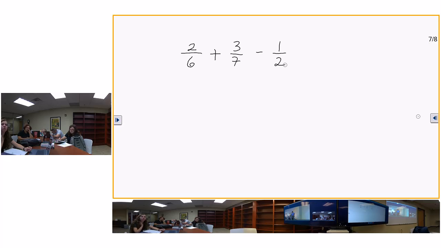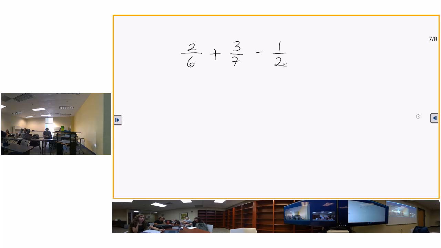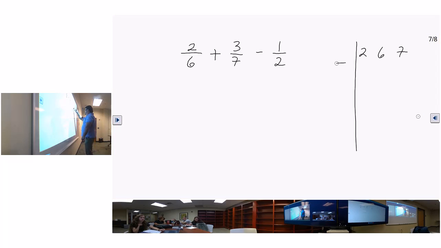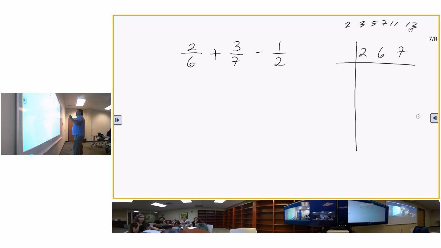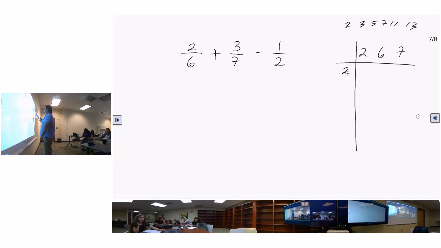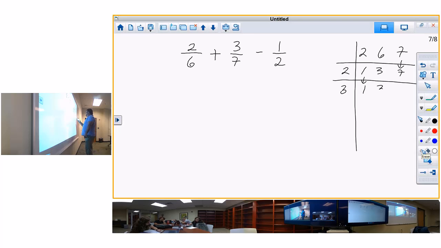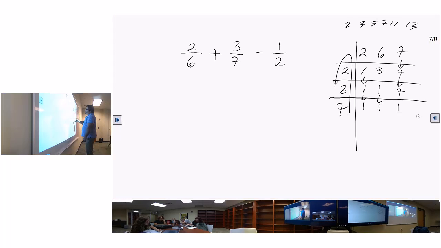Which way do we read? Left or right? Left or right. So I'm going to put a two here, a six here, and a seven here. Two, three, five, seven, 11, and sometimes 13. What number am I going to pick right off? Two. One, three, that comes down. Three, that comes down. One, and seven comes down. Seven, that comes down, that comes down, and there. So what's six times seven?